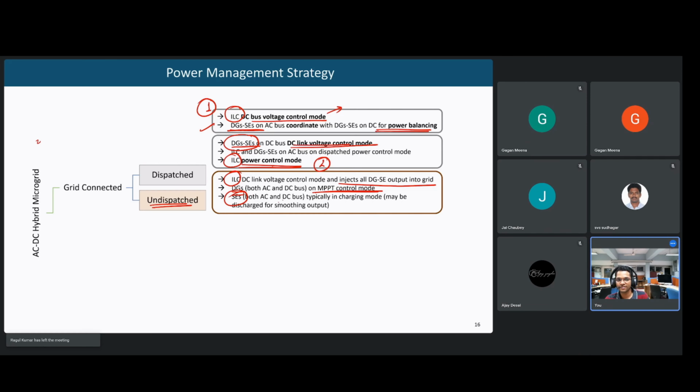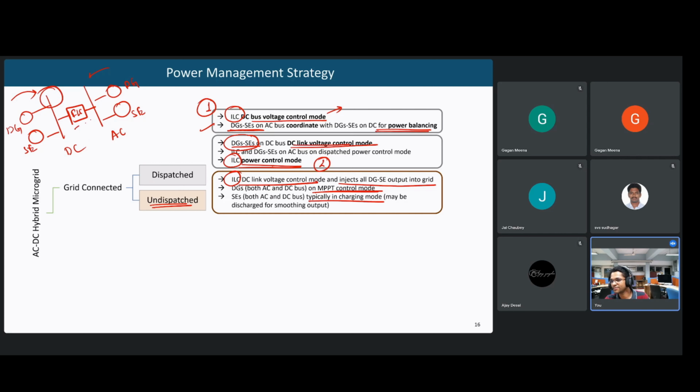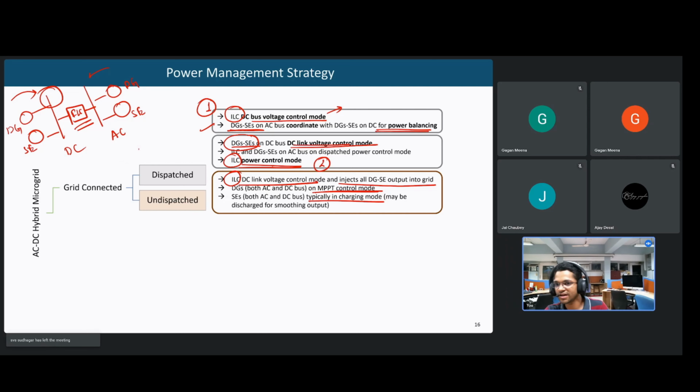And the storage is generally charged, but it can also be discharged for smoothing the output of these renewables. Because here the DG and storage, on both the DC and AC sides, are just feeding power, they are operating in power control mode, but they are not taking care of the voltage. So this interlinking converter has to take care of the voltage in that case. That is why this AC link voltage is operating in the voltage control, because we want to control both voltage and power.